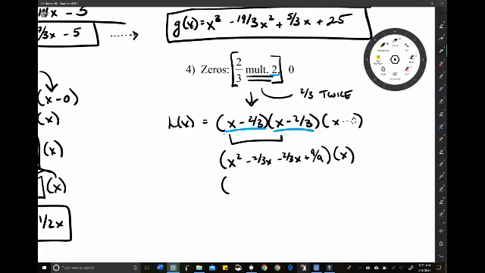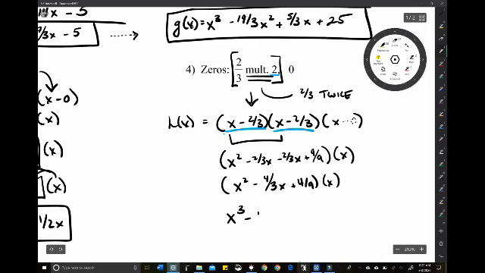Again, if you are like, I don't know what's going on, just use your calculator for fractions there, and it really will be fine. So x squared minus 4/3 x plus 4/9, and distribute that x, and that just makes it x to the third minus 4/3 x squared plus 4/9 x, and that's it there.